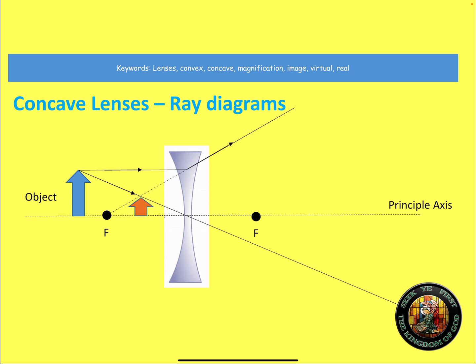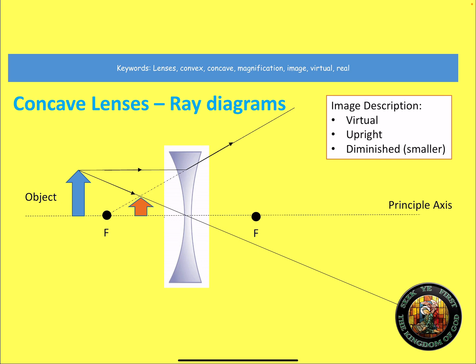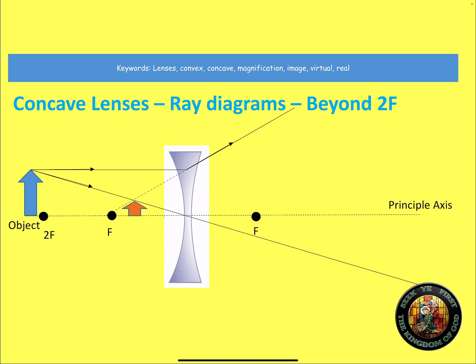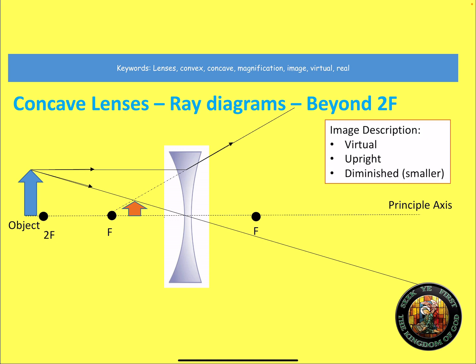And you can see where the image is. The image is virtual, it's upright, but it's diminished, it's smaller than the object. But it's virtual. If we then have the object beyond 2F, let's follow this again. There you go. And you can now see the image is virtual, still upright, and it's still diminished.